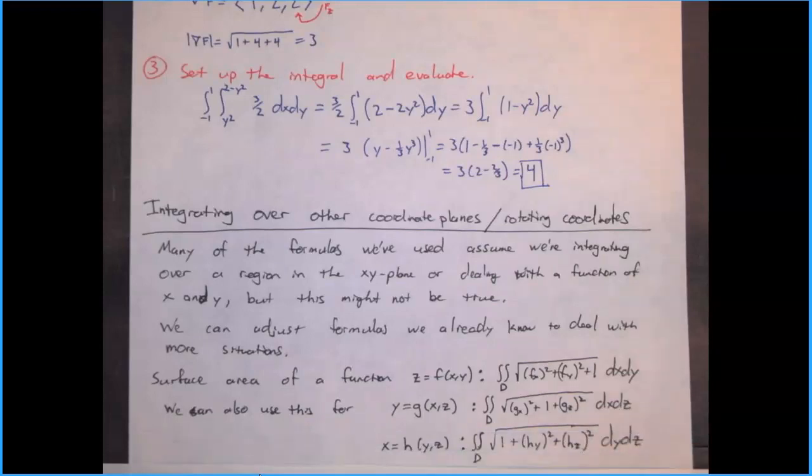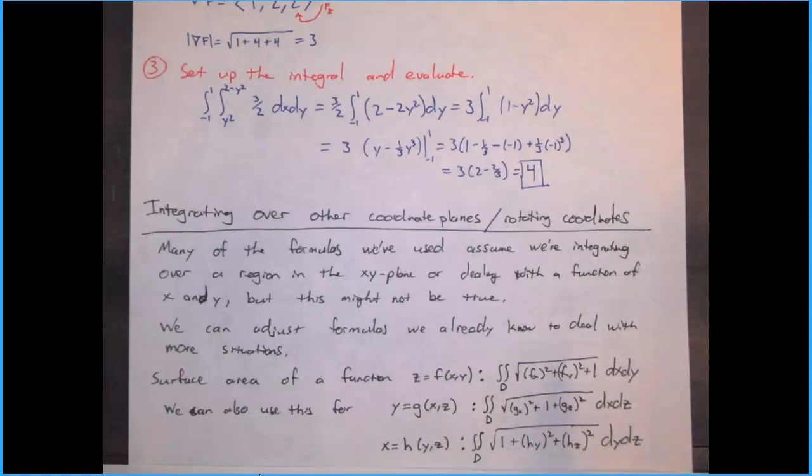And then what if I have a function of y and z, so x equals a function of y and z, I have this surface that's only y's and z's. I can do the same thing, put a 1 in the x spot, take partial derivatives with respect to y and z and square them. And now D is a region in the yz plane. I'm integrating with respect to y and z.